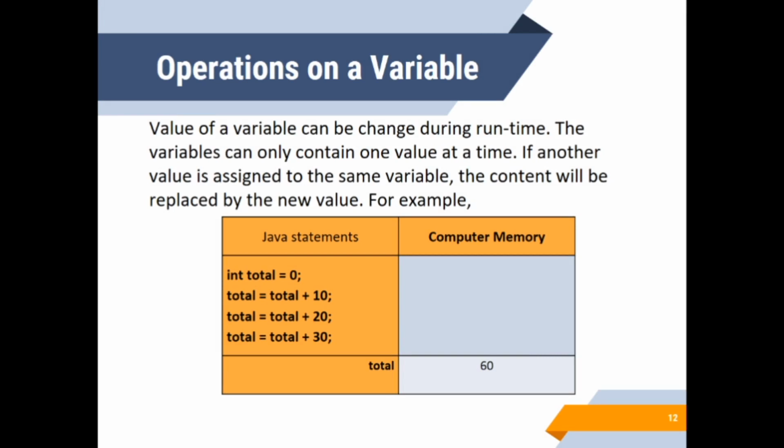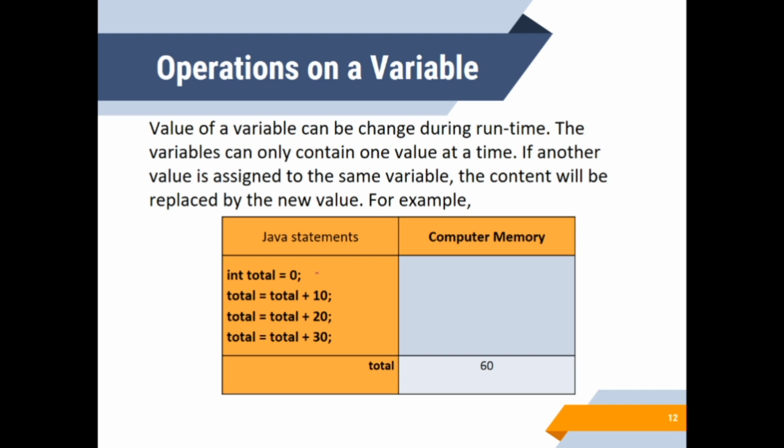Operations on variables. We can do lots of operations on variables. The value of a variable can be changed during runtime. A variable can only contain one value at a time. If another value is assigned to the same variable, the content will be replaced by the new value. Okay, I will give you an example.